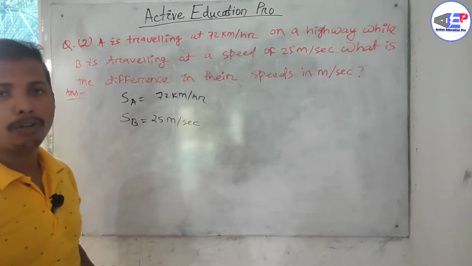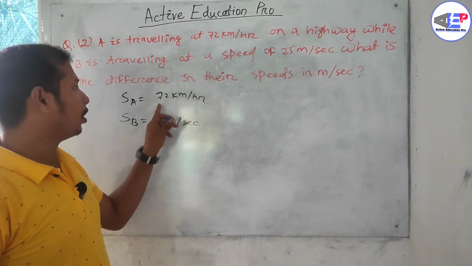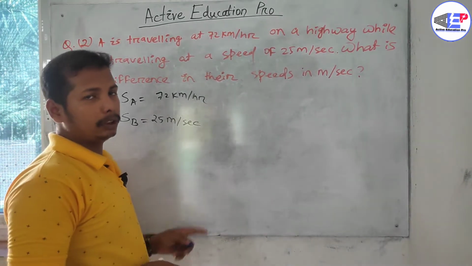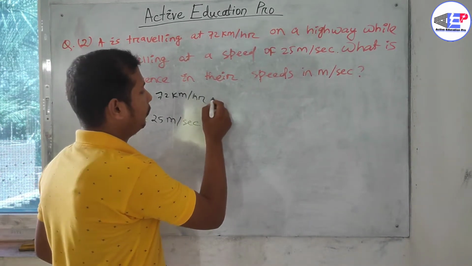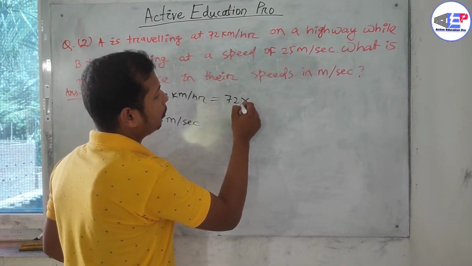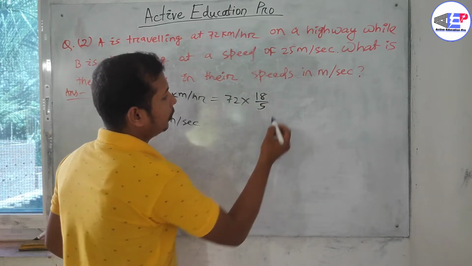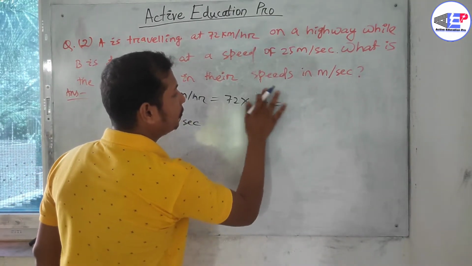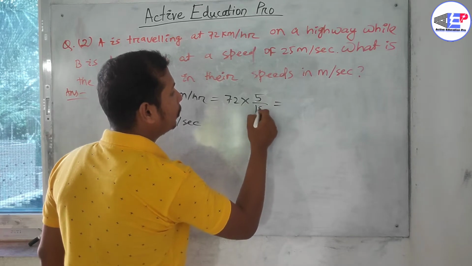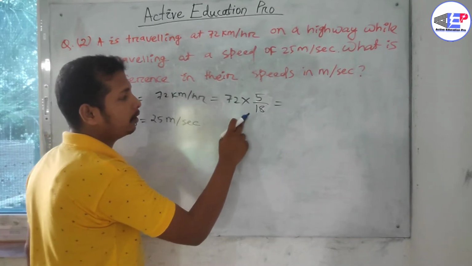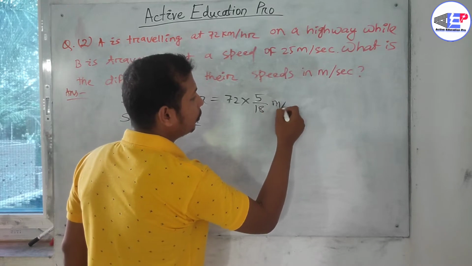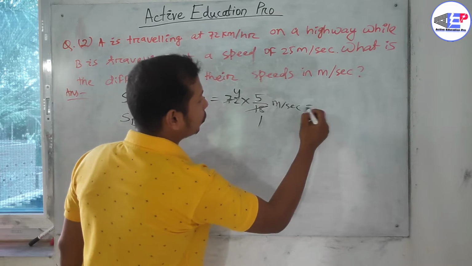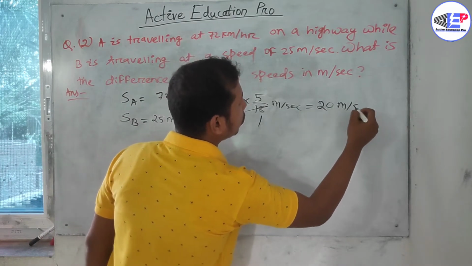In our previous videos we have studied that when we have to convert the speed of kilometer per hour unit, we have to multiply it with 5 by 18. Sorry, this is 5 by 18. So it will become 72 into 5 by 18. Dividing it with 18, it will be 1 here and 4 here. So it will become 20 meter per second.